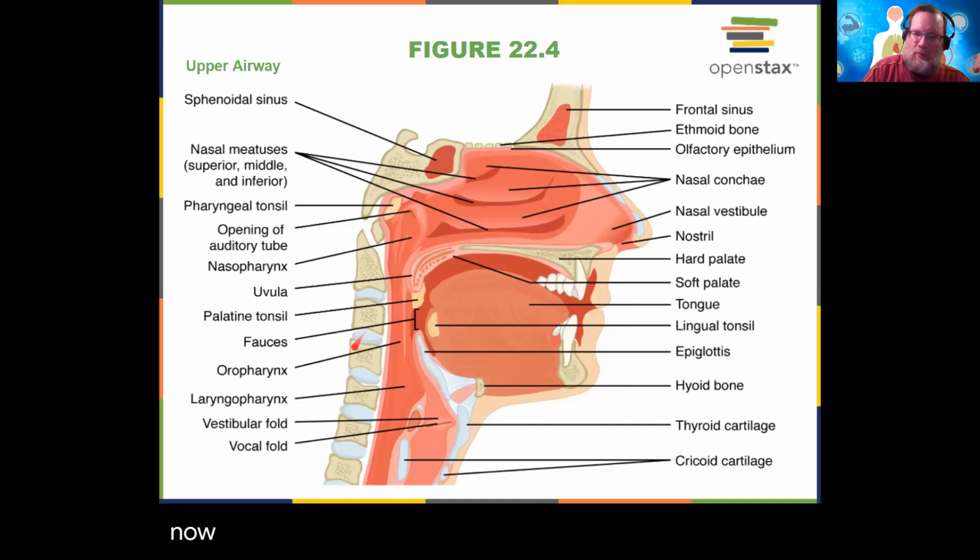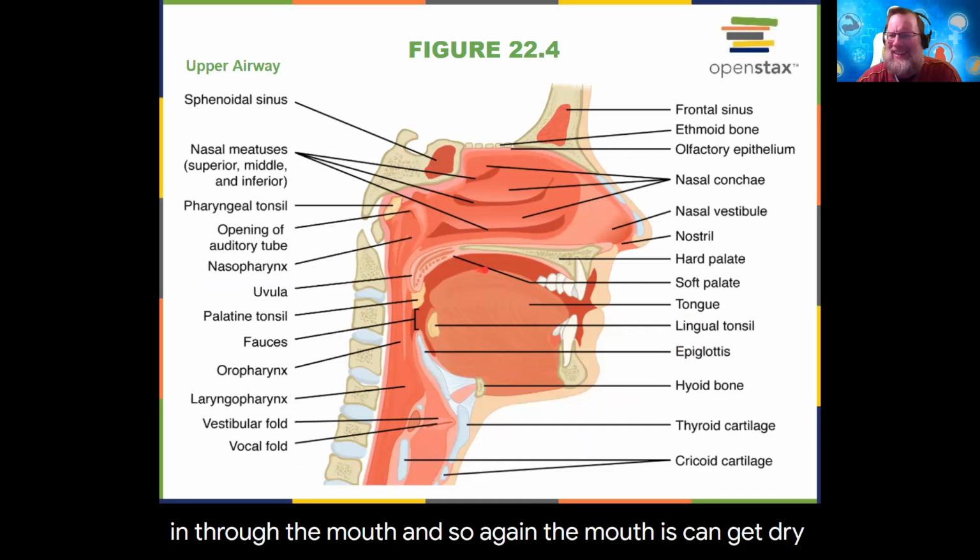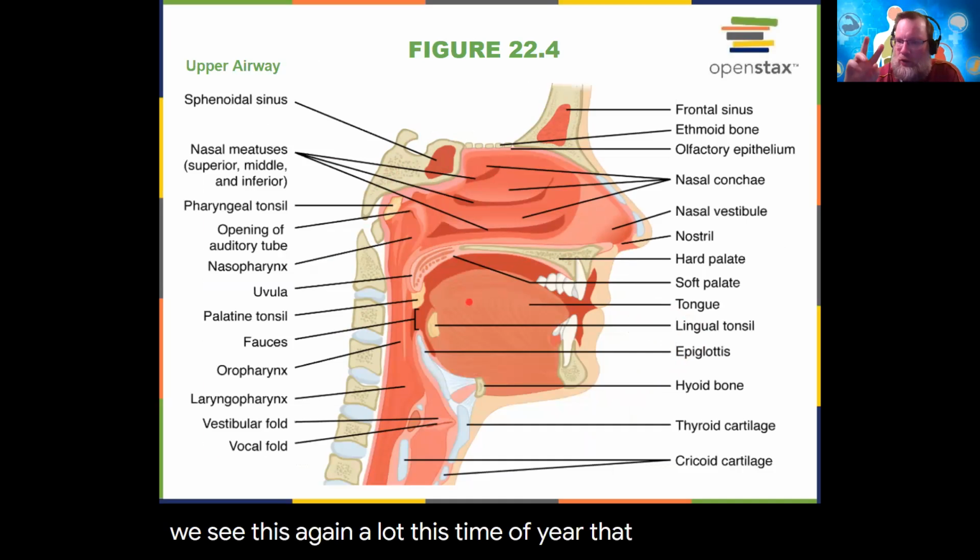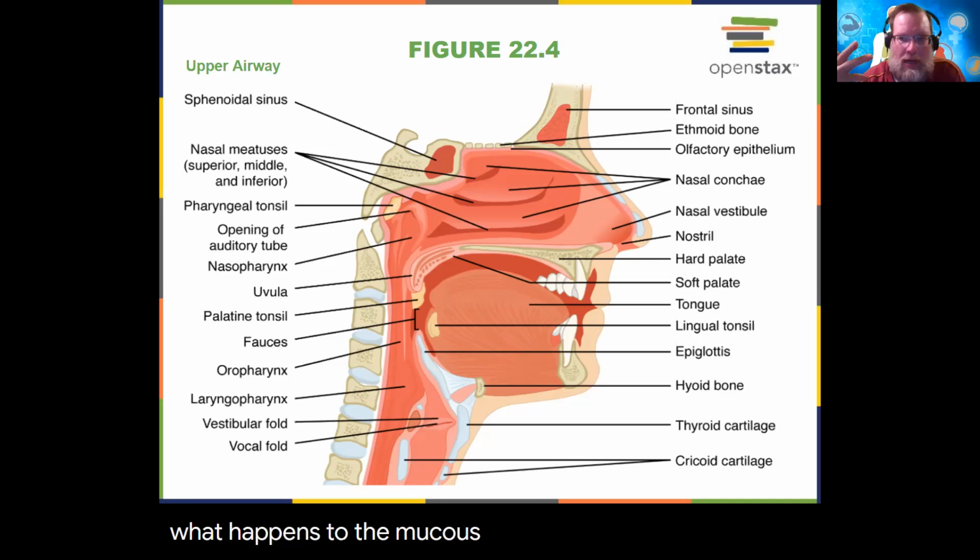Okay, now we have to bring air in somehow. So it's going to come in through the mouth. And so again, the mouth can get dry. We see this a lot this time of year. The air's drier. So what happens to the mucous membranes? They're going to be a little more hyperactive than usual. You can kind of hear it in my voice. I always get a little stuffier the drier it gets, because your nasal cavity, your sinuses, those goblet cells are working harder to humidify the air.